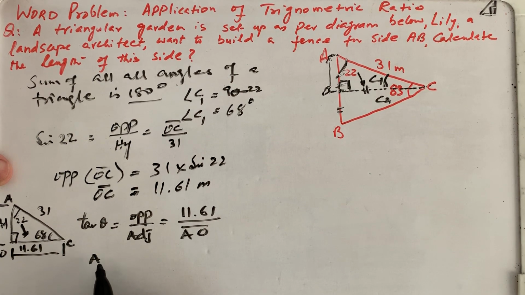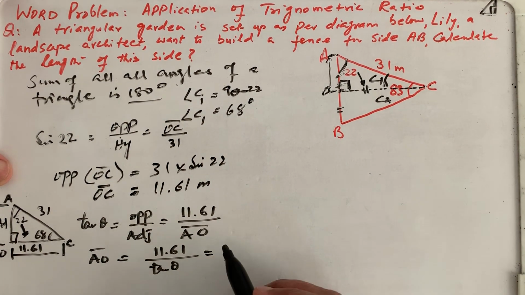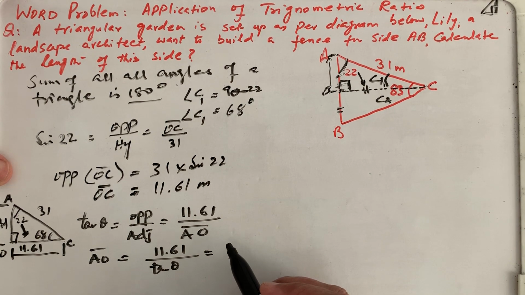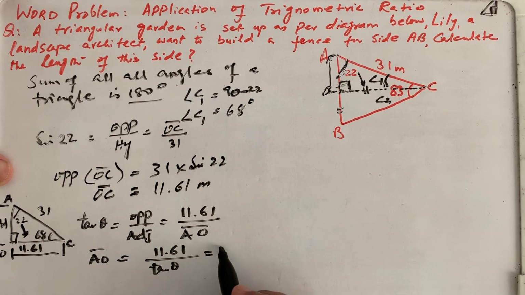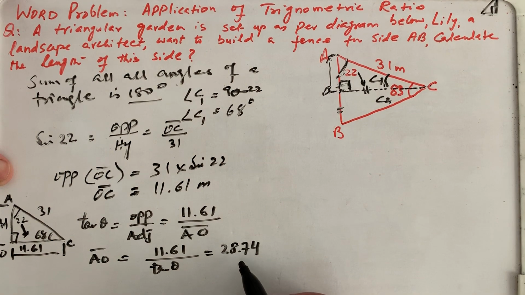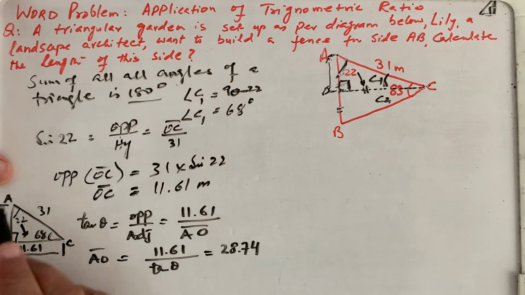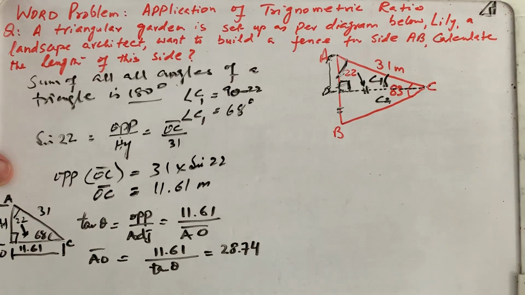So AO is equal to 11.61 divided by tangent theta, right? Whatever tangent theta comes to, you divide 11.61 by tangent theta. So opposite over adjacent, and what we are calculating is the adjacent. So adjacent you will be calculating as 28.74. This is our AO. So we are done with halfway of the question.